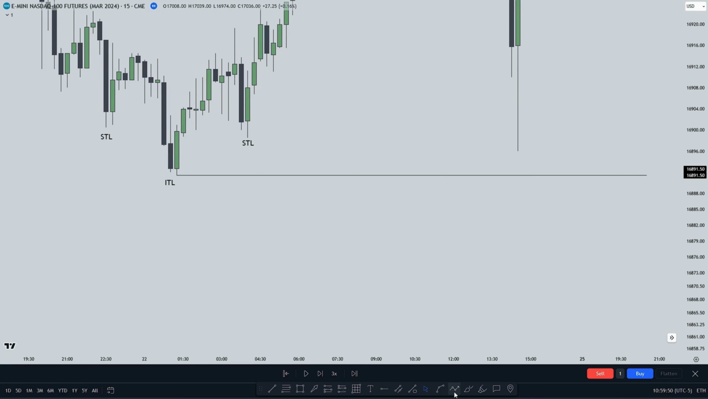So a bullish or bearish example would look something like this, where we have a short-term high, then we have a higher high taking out that short-term high, and then we have a short-term high again. And this high up here will be the intermediate term high.